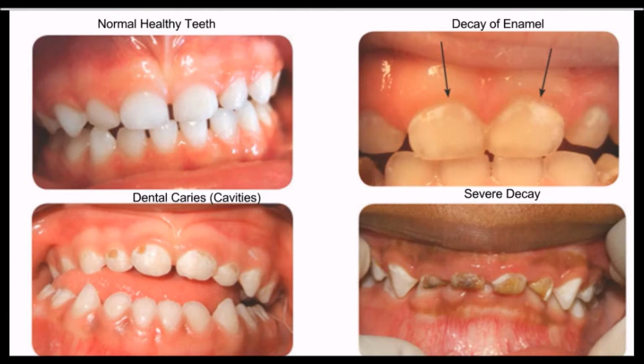Here are some pictures of tooth decay. On the top left, you'll see normal, healthy teeth. Top right is when your teeth start to decay a little bit. The enamel gets eaten away. And then in the bottom left is when dental caries or cavities start to form, and then severe decay on the bottom right.